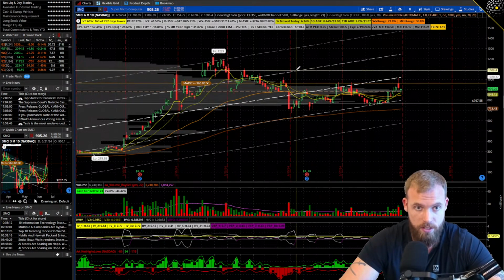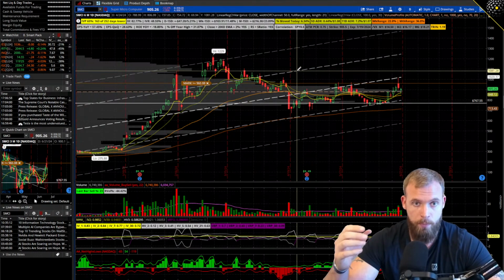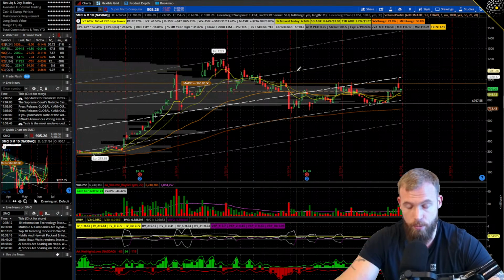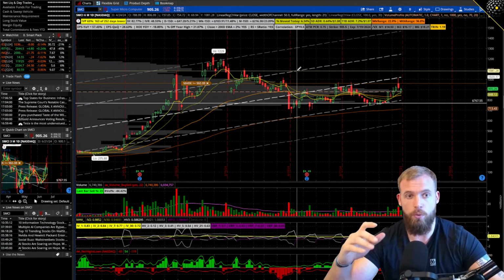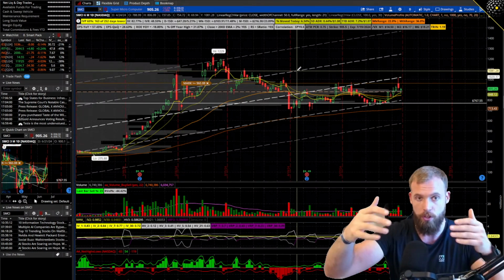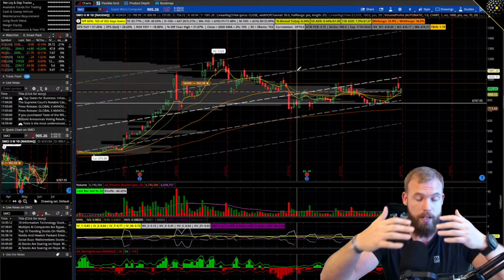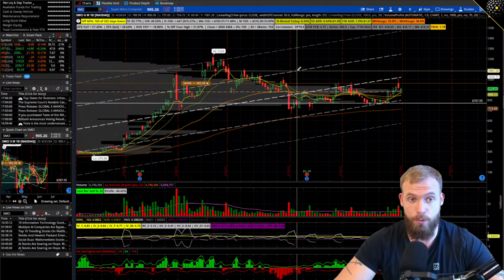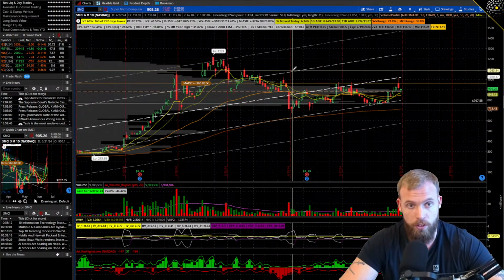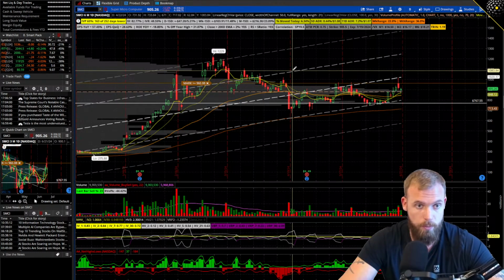The reason why I like these is because they're not arbitrary. They're built off of existing price as it is. So if you overlay something like standard deviation channels with linear regression channels, a lot of times they'll line up very, very close. Sometimes they'll be very disparate. So I prefer linear regression channels for those reasons.